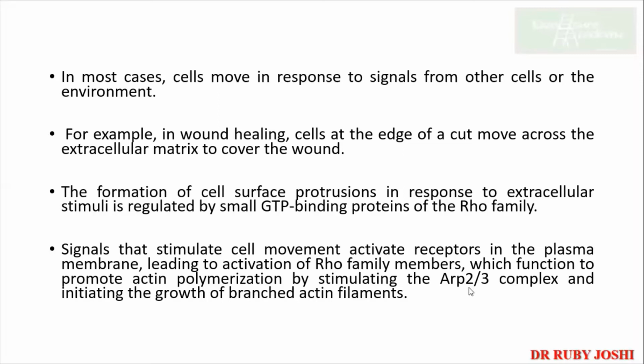So what does the ARP2/3 complex do? It creates branches in the actin filaments. If you remember, profilin is bringing your ATP-G actin to the plus end. Cofilin is breaking your actin filaments, creating new sites for polymerization and depolymerization, whereas ARP2/3 is actually helping in the creation of the new branch. Okay. So this gets activated with the help of the Rho family members.